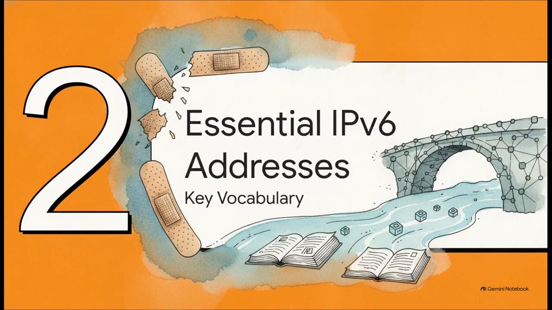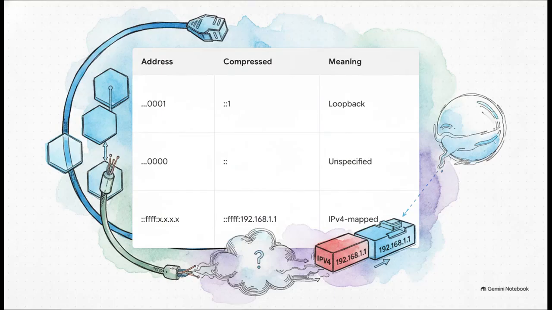All right, Section 2, Essential IPv6 Addresses and Key Vocabulary. This quick visual cheat sheet highlights 3 compressed addresses you're going to see constantly in IPv6 documentation, socket APIs, and packet captures. Recognizing them instantly is a foundational skill.